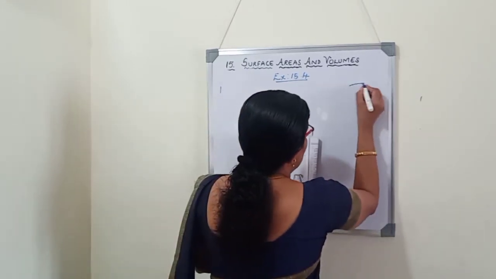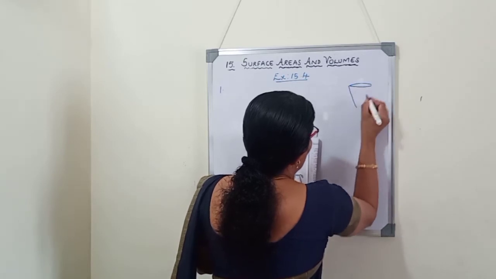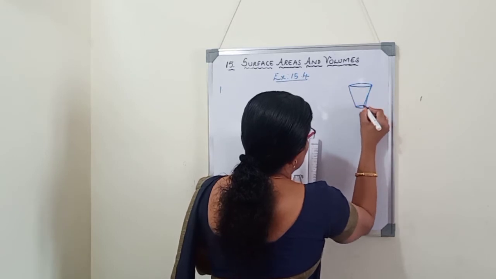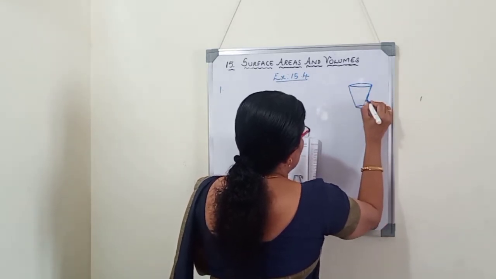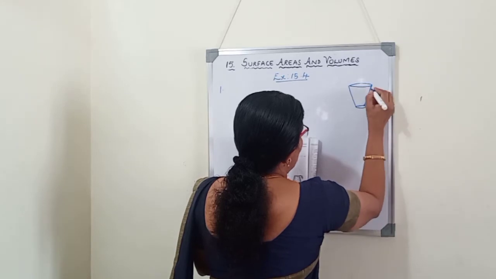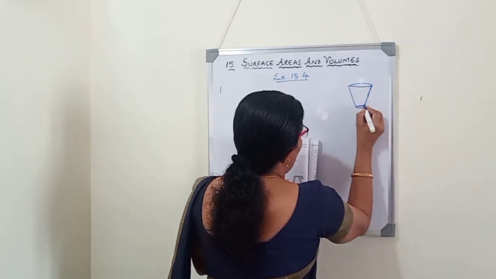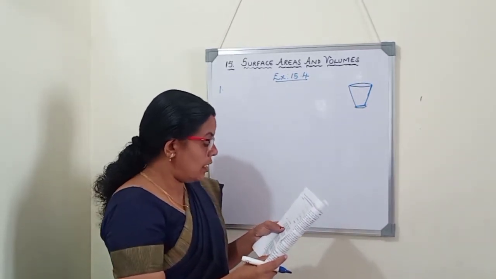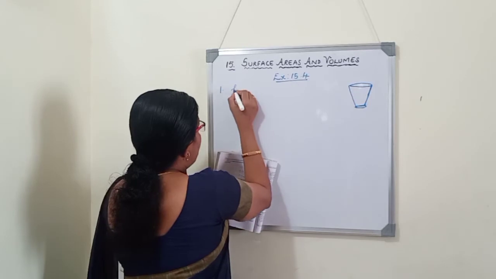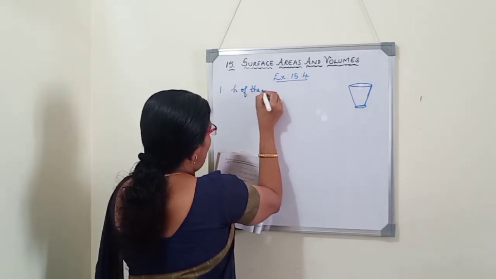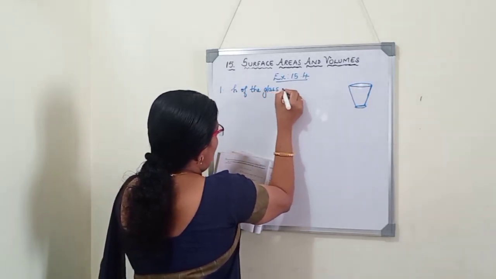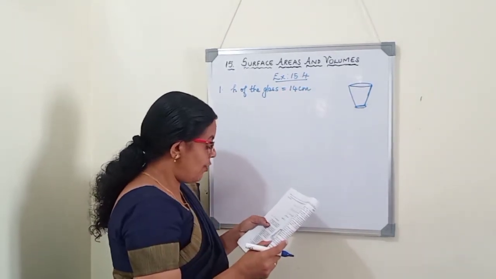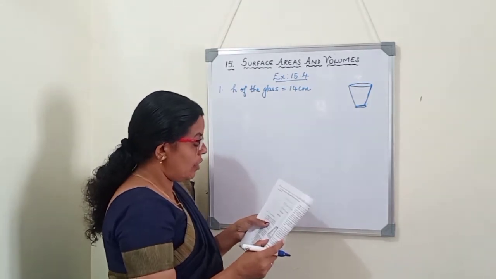So, a glass is in the shape of a frustum of a cone. So, this is the glass. So here there are two diameters, two circular surfaces, and it is given that the height of the glass is 14 cm. So height of the glass or frustum of a cone is 14 cm. And the diameters of its two circular ends are 4 cm and 2 cm.